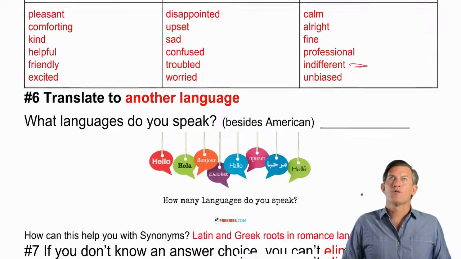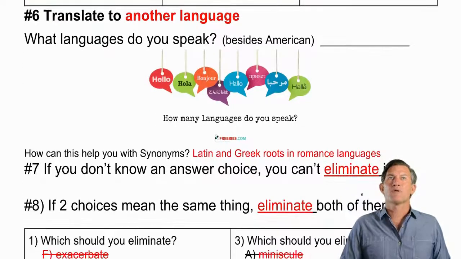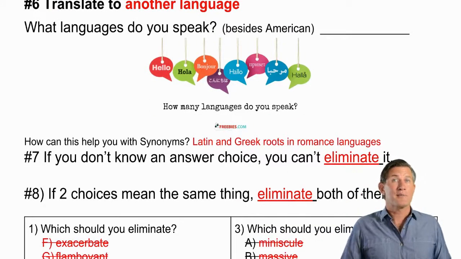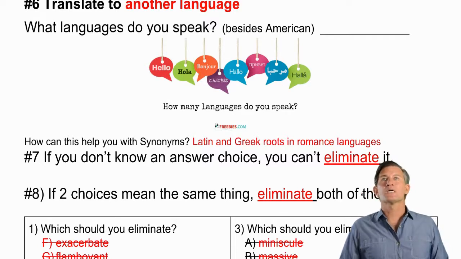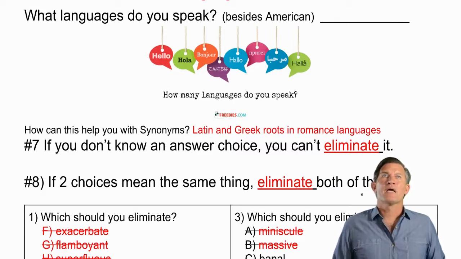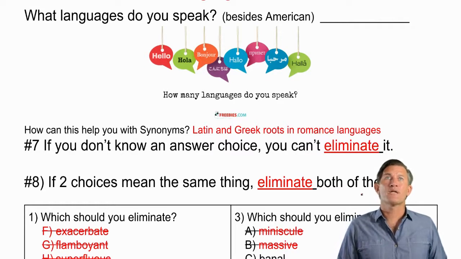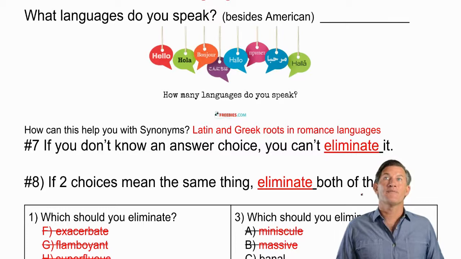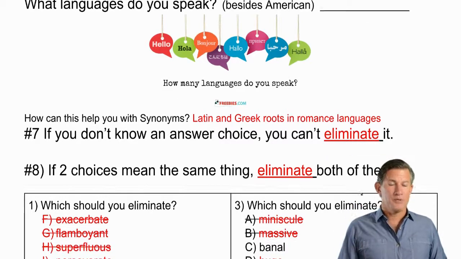So besides English, what do you speak? We already talked about Latin and Greek words. I mean, if you spoke Greek, that would be good too. But if you speak Spanish, that is very common. And if you don't know an answer choice, you can't eliminate it. But if two choices mean the same thing, you can eliminate both.